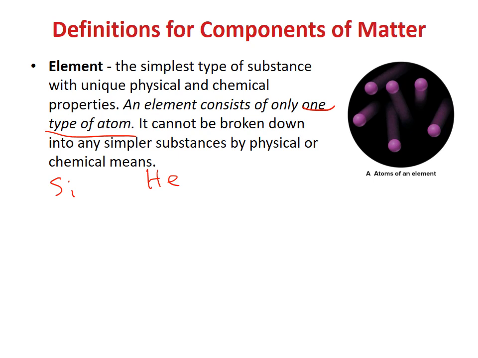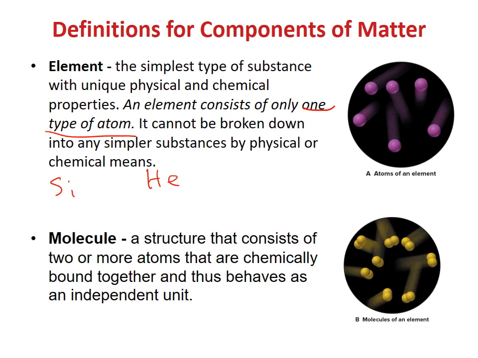On the other hand, some elements exist as molecules. A molecule is a structure that consists of two or more atoms that are chemically bound together, and therefore they behave as independent units. For example, in oxygen gas, two oxygen atoms combined together form a molecule, O2, by a chemical bond. In molecules, the elements are present in fixed parts by mass.